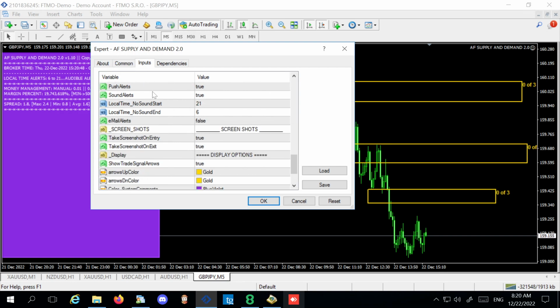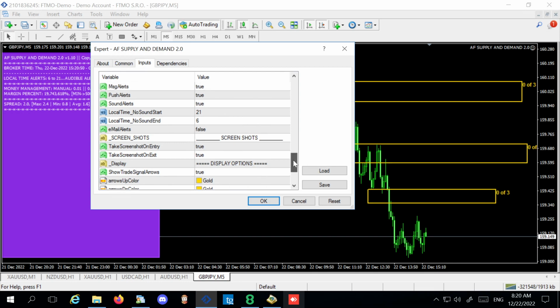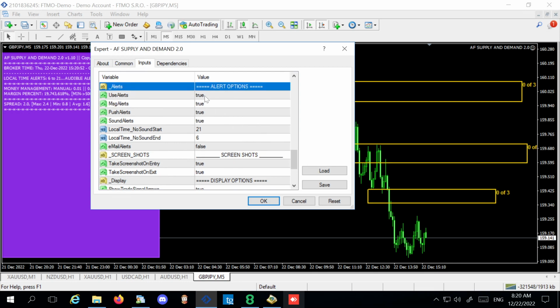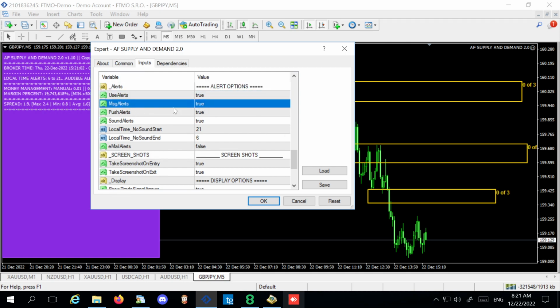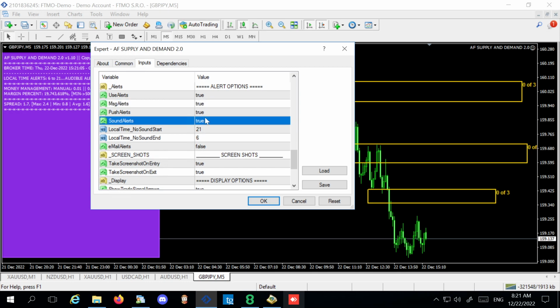There we go. This is your normal stuff here, all pretty much self-explanatory. You've got your alerts, which you can have sent directly to your phone or to your platform, which is here with the push alerts. Then you've got alerts for your platform, and message alerts that pop up on your screen. Then you've got sound alerts which pop up on your MT4 platform as well.